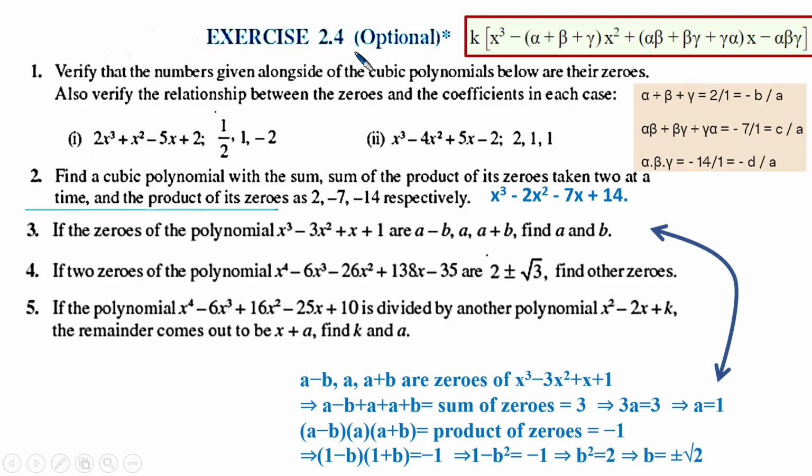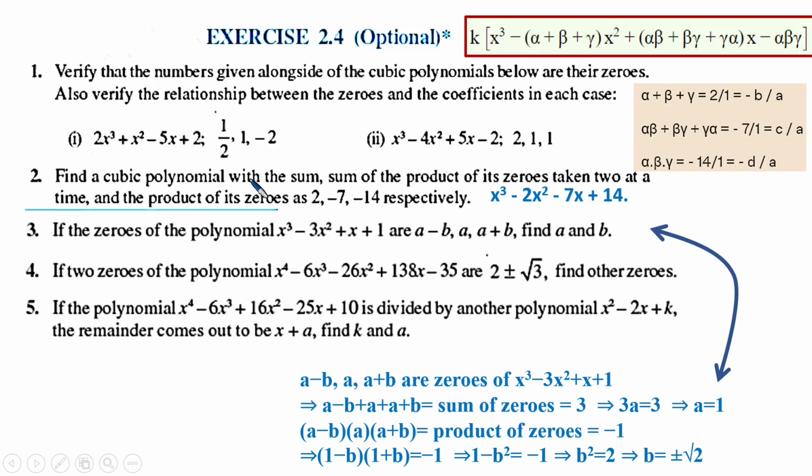Okay, now exercise 2.4, which is optional, but anyway let us see what they have asked. Verify that the numbers given alongside the cubic polynomial below are its zeros. Also verify the relationship between the zeros and the coefficients in each case. So these are the zeros, half, comma 1. If these are alpha, beta, gamma, you can substitute here and see whether you get this formula, or you can do x minus half into x minus 1 into x plus 2 and see whether you get this. Since you have been given this, you can directly substitute here and see it. This may be easy to do. Similarly do for this also.